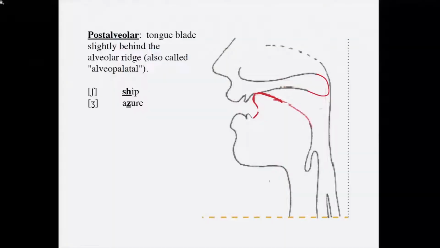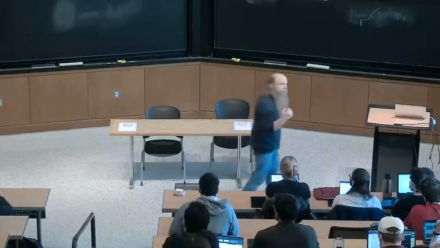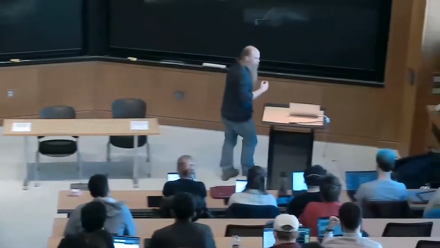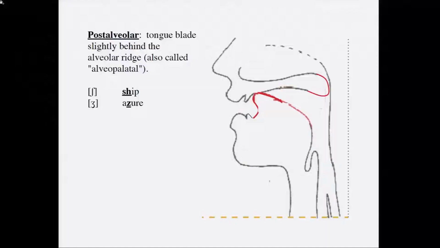Here's another new symbol. That's the symbol for the sound at the beginning of ship. And another new symbol, that's the sound in the middle of azure, the zh sound. Both of those are postalveolar sounds. You'll sometimes see them called alveopalatal sounds. I'll try to remember to always call them postalveolar.